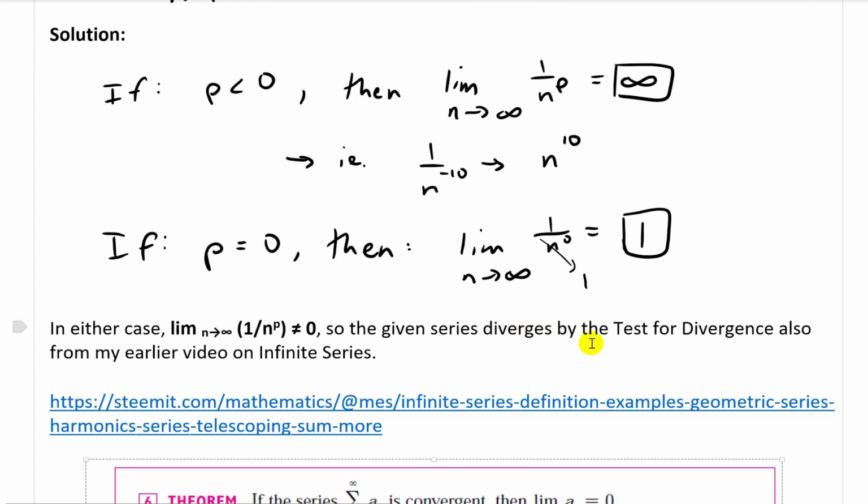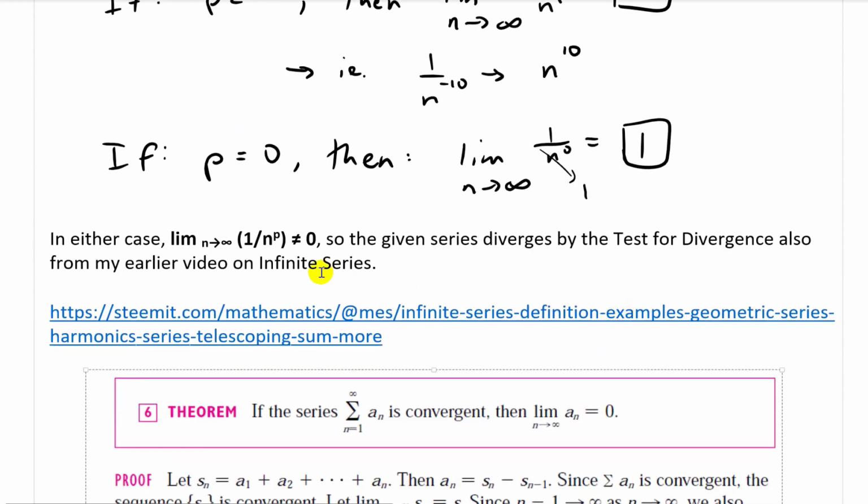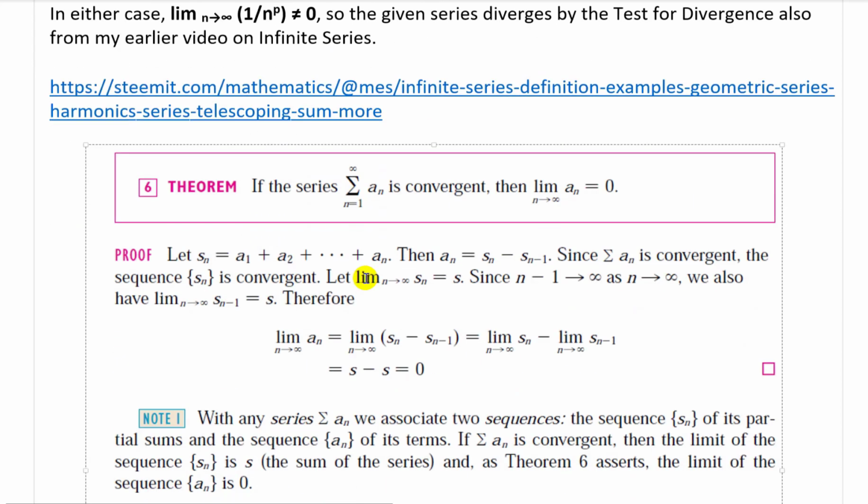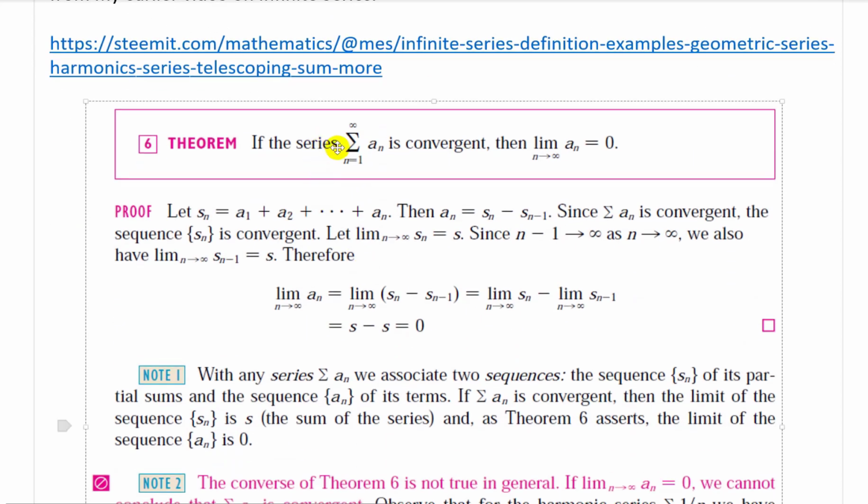So the given series diverges by the test for divergence, also from my earlier video on infinite series. Here's a screen cap from the calculus book and the link to the Steemit notes again.